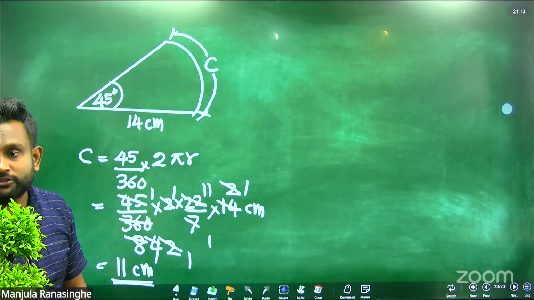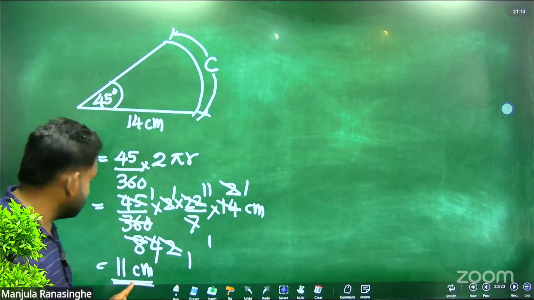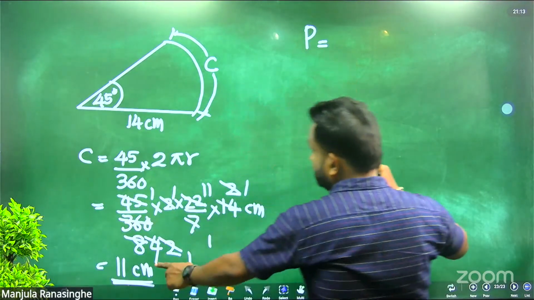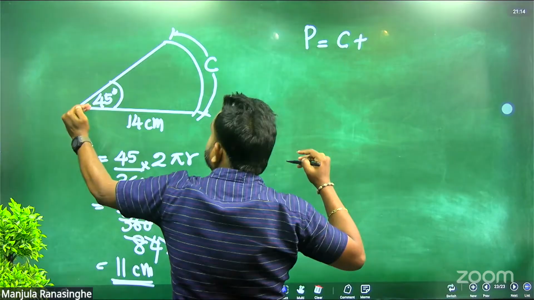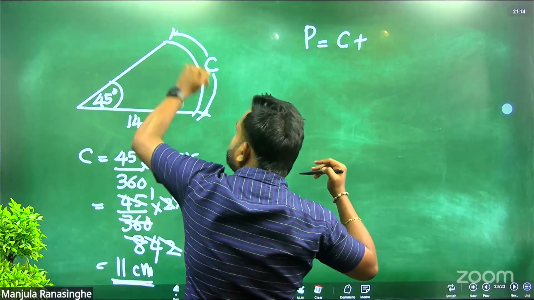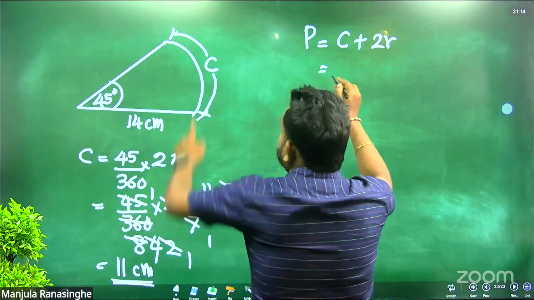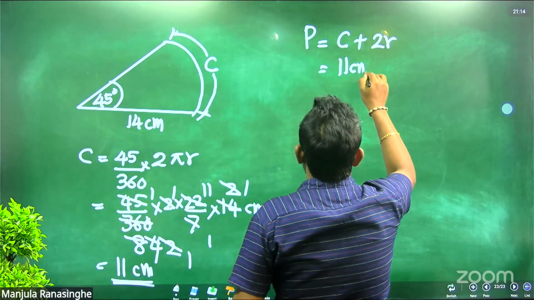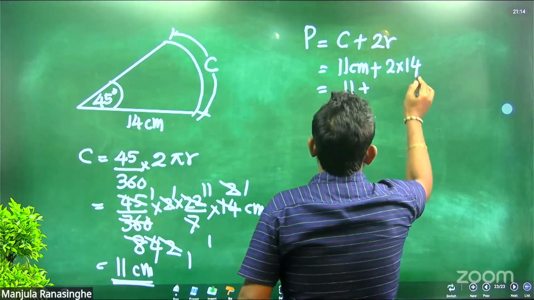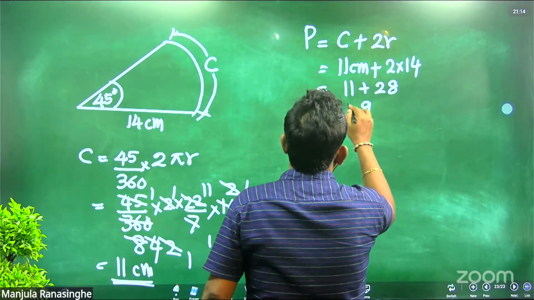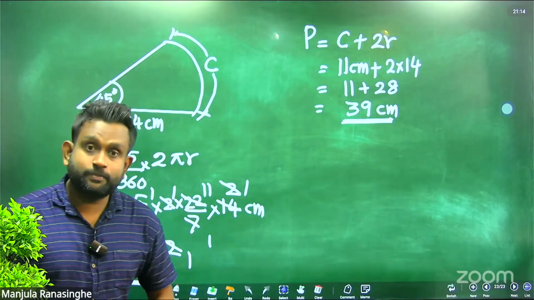But the question asks about the perimeter. Some students stop at that point, and then they lose the full marks. The perimeter equals the arc length plus the two straight lengths called the radius. Perimeter means you have to enclose the plane figure, so you add the outer lengths together. So C plus 2R: C is the arc length we found, 11 centimeters, plus 2 into 14, which is 28. You get the answer 39 centimeters. That is the perimeter.